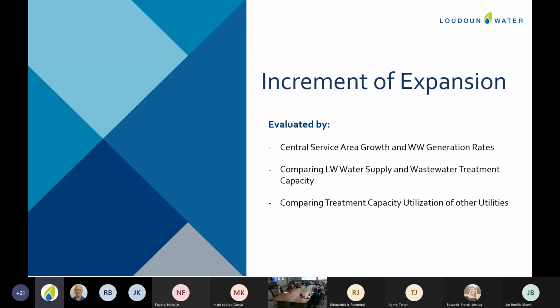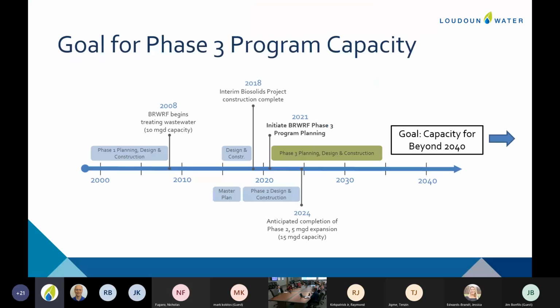So I want to start off with the increment of expansion. And we looked at this several different ways because long-term planning is tough, right? We're not looking at capacity for this year or next year. Overall, Broad Run started its planning for its initial conception in early 2000. And since then, there's really only been a 5 or 6 year period that we haven't been looking at what is the next thing that needs to be expanded in this facility. So when we lay in our Phase 3 goals, we know it's going to take us 10 to 15 years to get what we're going to talk about today done. And we want to have capacity beyond 2040.